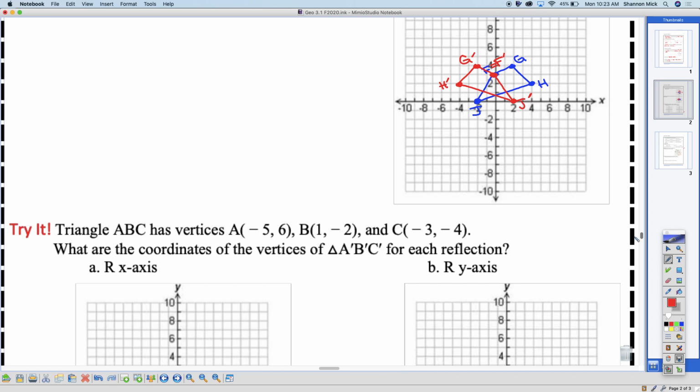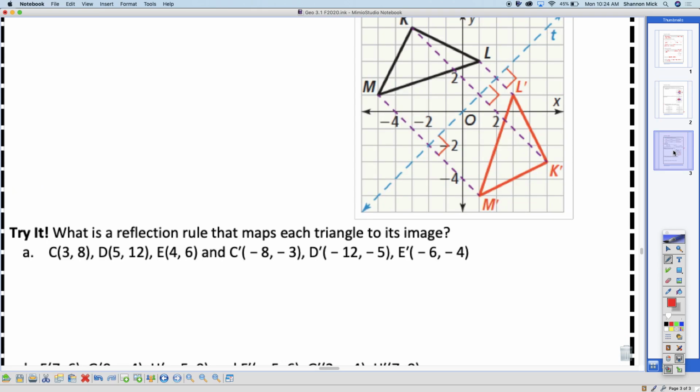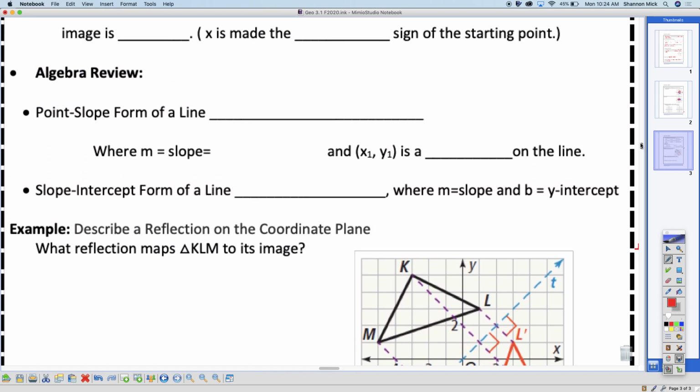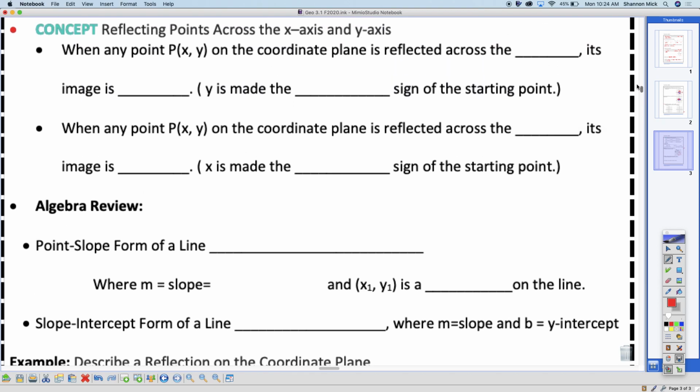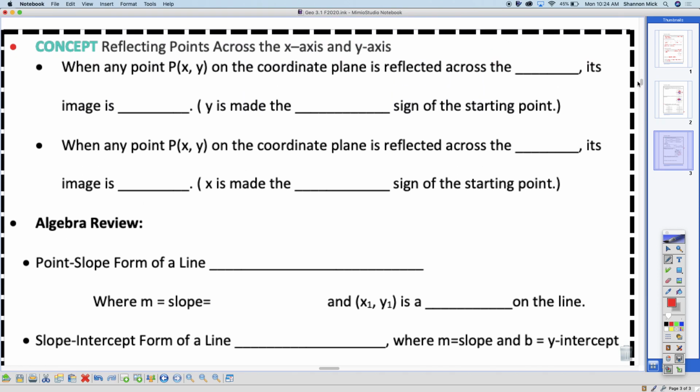Okay, so we're going to come back to this one real quick, but I'm going to go here to start before we go back to the triangle. Your next page. So the concept, when reflecting points across the x and y axis: when any point P, x, y, on a coordinate plane is reflected across the x-axis, its image is P prime.